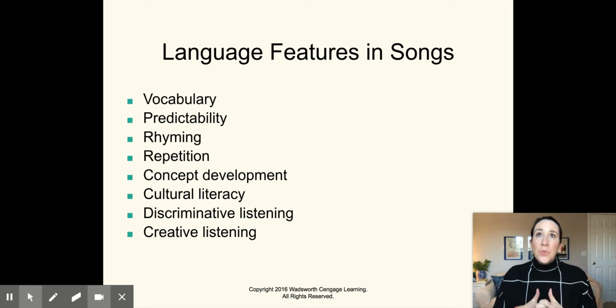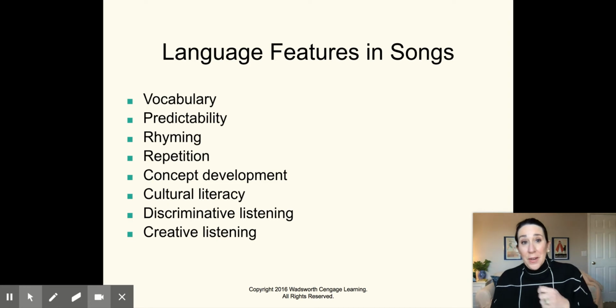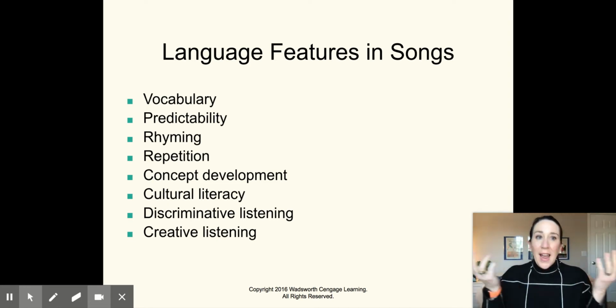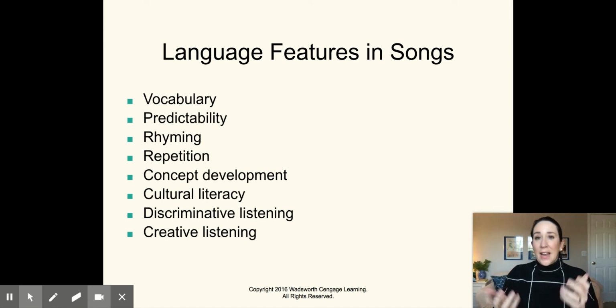Okay, so the wheels on the bus. There it introduces you to all the parts of the bus, right? The wipers. What kid knows what wipers are, right? So that's a vocabulary introduction for kids. Predictability. The wheels on the bus go round and round, round and round, round and round. The wheels on the bus go round and round all through the town. And then you sing it again with a different word. And then you sing it again.